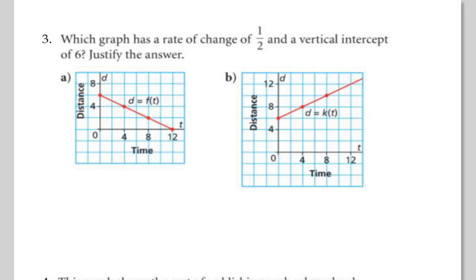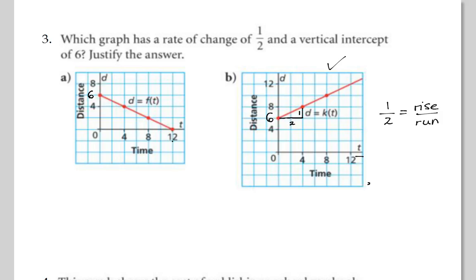All right, so which graph has a rate of change of 1/2 and a vertical intercept of 6? The first graph has a vertical intercept of 6, and the second graph has a vertical intercept of 6. So is that going to help us? Which one of those has a rate of change of 1/2? This one goes over 2 and up 1. So rise over run would be 1/2. So it looks like this one.